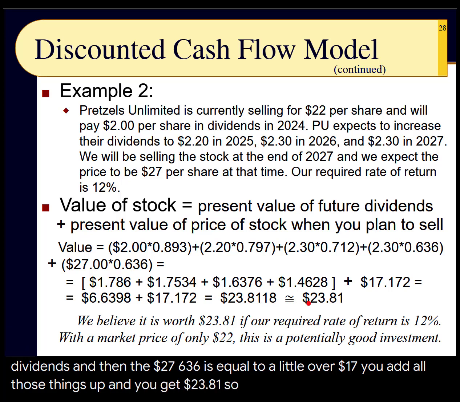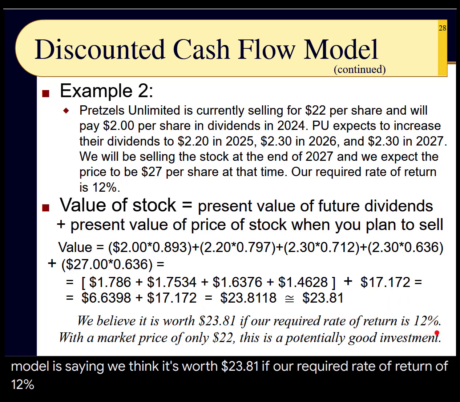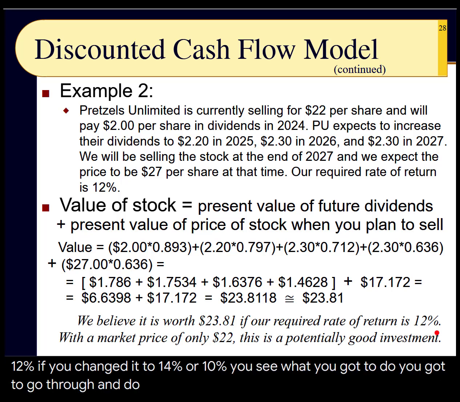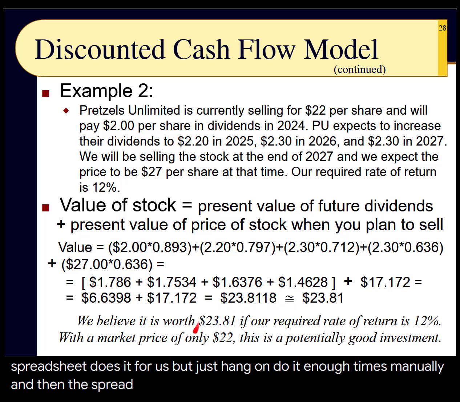So the stock is selling for $22. The model is saying we think it's worth $23.81 if our required rate of return is 12%. If you changed it to 14% or 10%, you see what you got to do? You got to go through and do all those calculations again. And that's why the spreadsheet does it for us. But just hang on, do it enough times manually, and then the spreadsheet will be your friend.